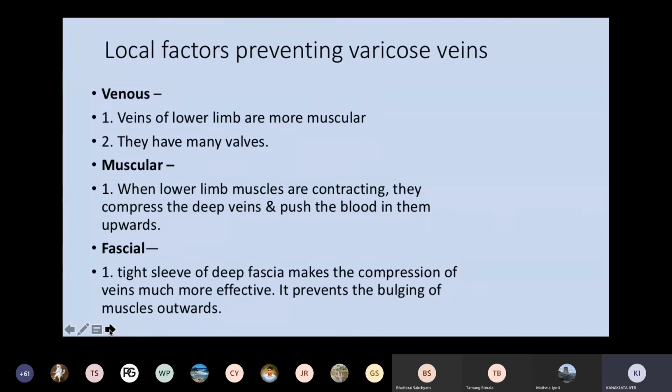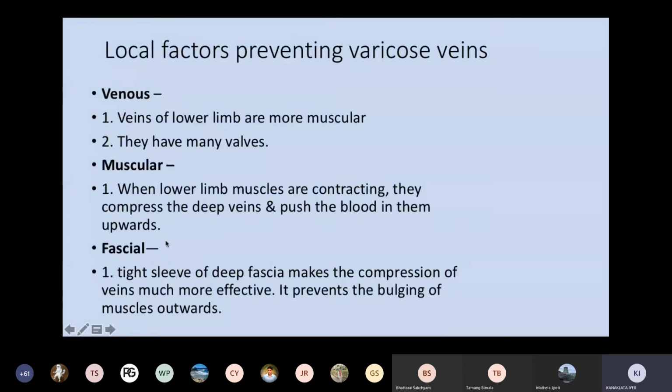Right. So then what are the factors which are preventing the varicose vein? Normal factors. First, the veins are muscular. The great saphenous vein and even the short saphenous vein are muscular and they have valves that prevent the blood from going back. Then the muscles of the calf, which I have already explained, which are the peripheral heart.